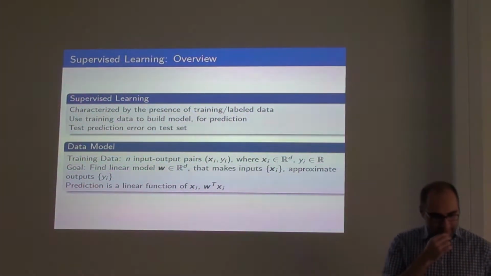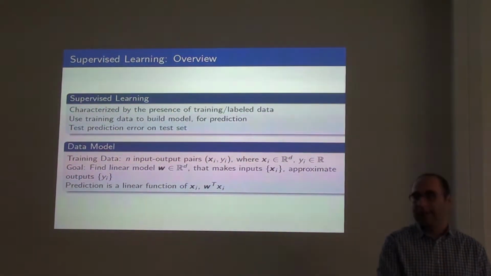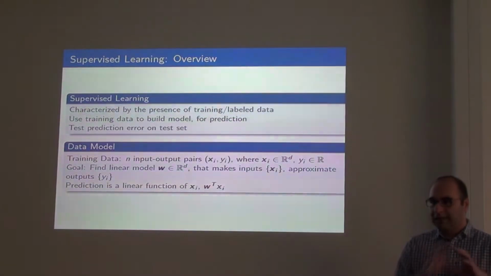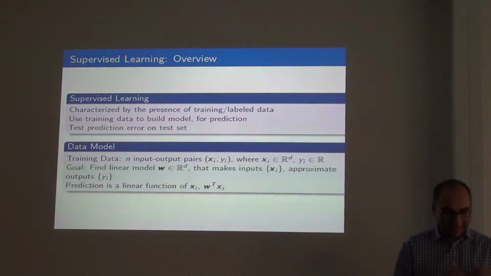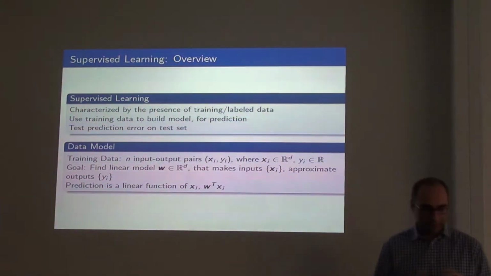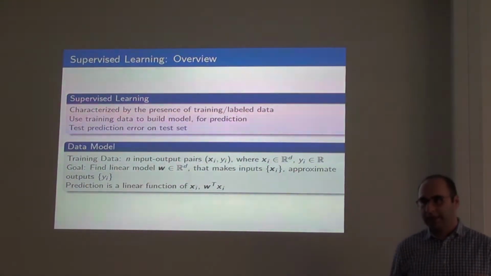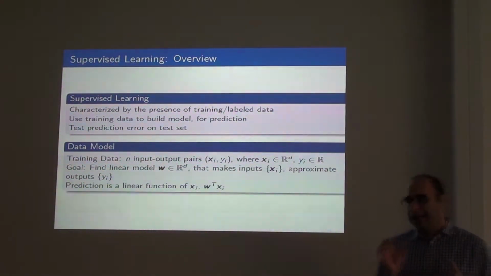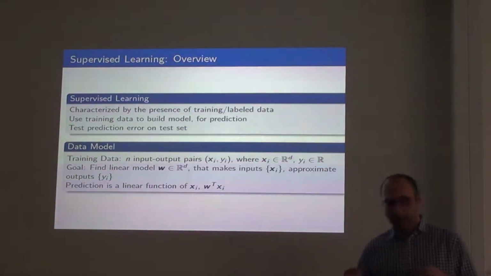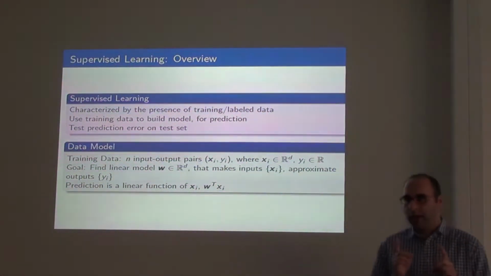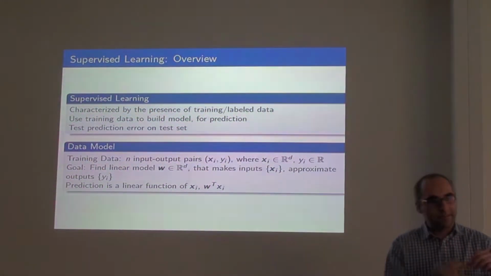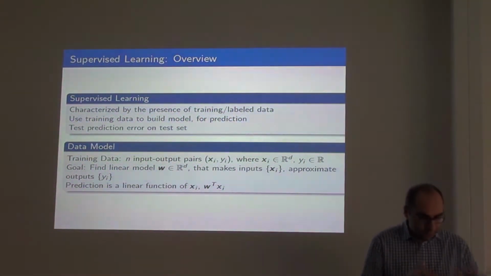Then the data model looks like this. We have training data, and we can think of it as n input-output pairs (xi, yi), where xi is a d-dimensional vector and yi is a scalar. Basically, xi and yi are pairs of input-output that you know. So you know that for this input, this is the output. This is the training set.